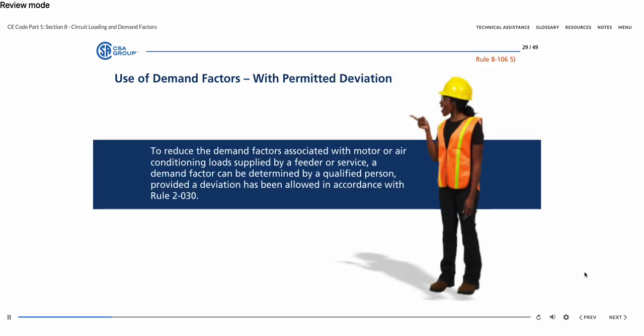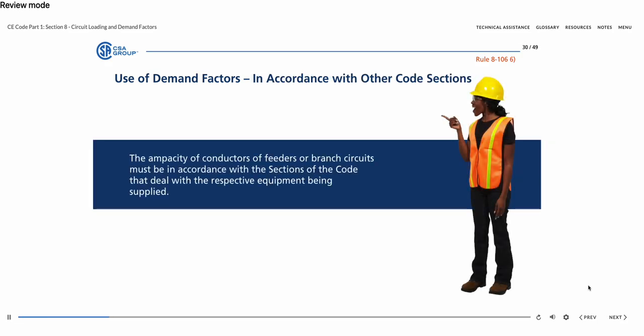To reduce the demand factors associated with motor or air conditioning loads supplied by a feeder or service, a demand factor can be determined by a qualified person, provided a deviation has been allowed in accordance with Rule 2-030. The ampacity of conductors of feeders or branch circuits must be in accordance with the sections of the code that deal with the respective equipment being supplied.